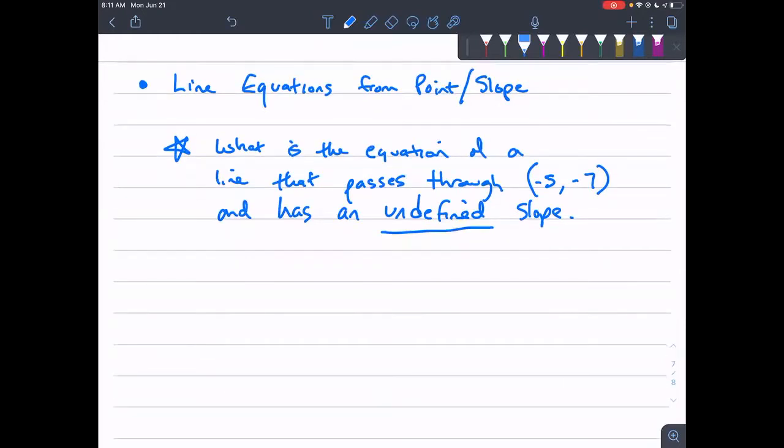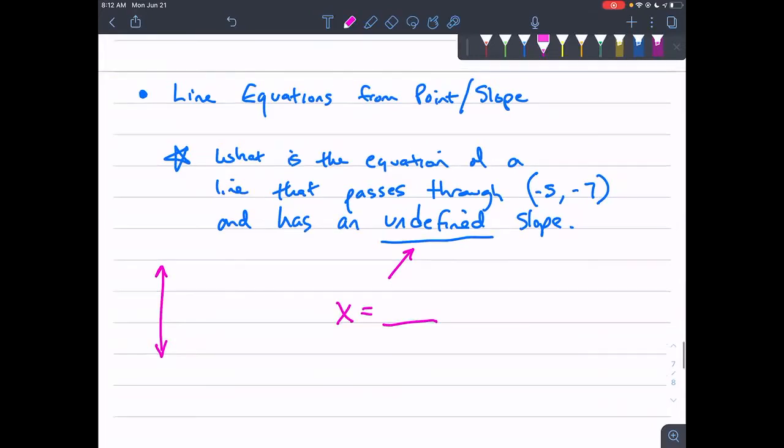Here though, undefined slope, that means the line, you don't necessarily have to write this down, but the line is going to be straight up and down. These are undefined slopes. And you might remember from last time, these straight up and down ones, those are x equals equations. So x equals something, and in this case, what would x be equal to? -5, okay? X equals -5, and that's it. That's all you have to do on that one.